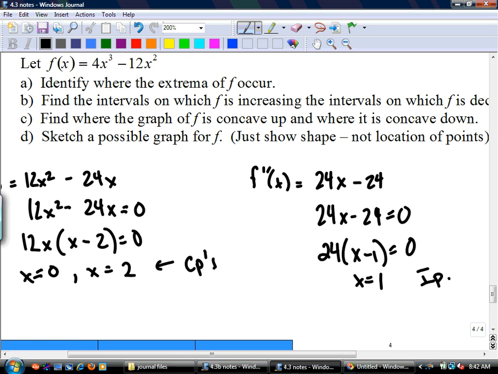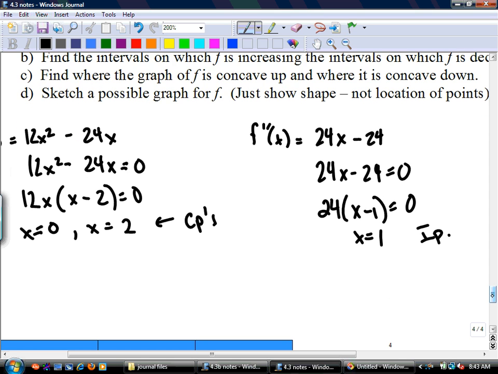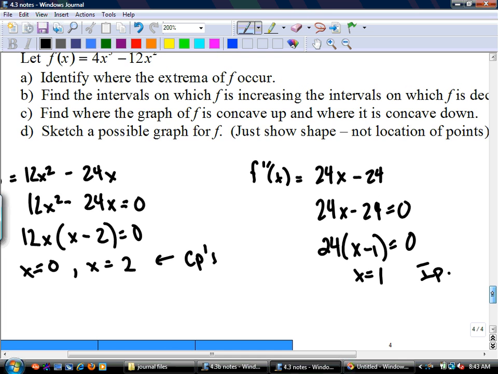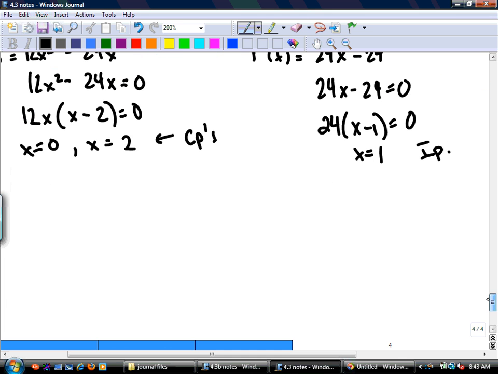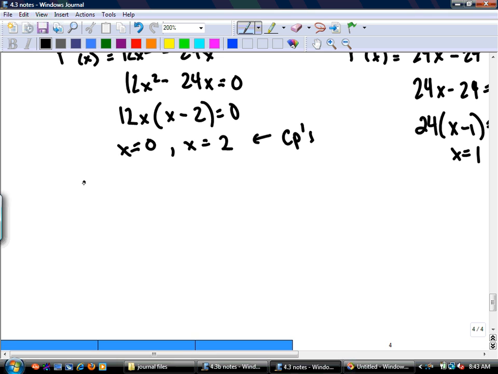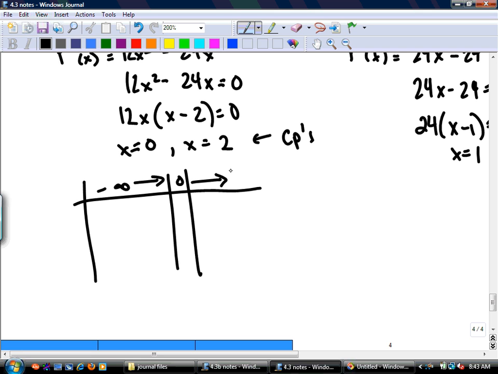Find the intervals in which the function is increasing and decreasing. B is very wordy. What I do is just say build a table. So start at negative infinity. Go to 0. Go to 2. Go to positive infinity.